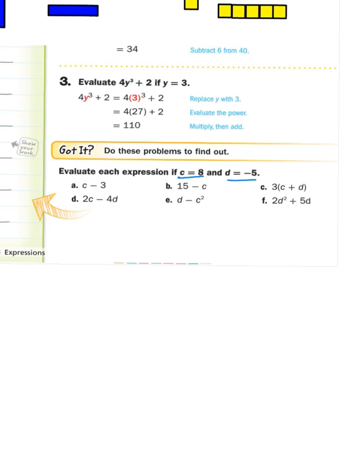So some of the most common questions are, what is this? This is going to be 2 times D plus 5 times D. And remember that this is going to be D minus C times C. So go ahead now and evaluate these 6 expressions. I'm going to give you 5 minutes to do this.